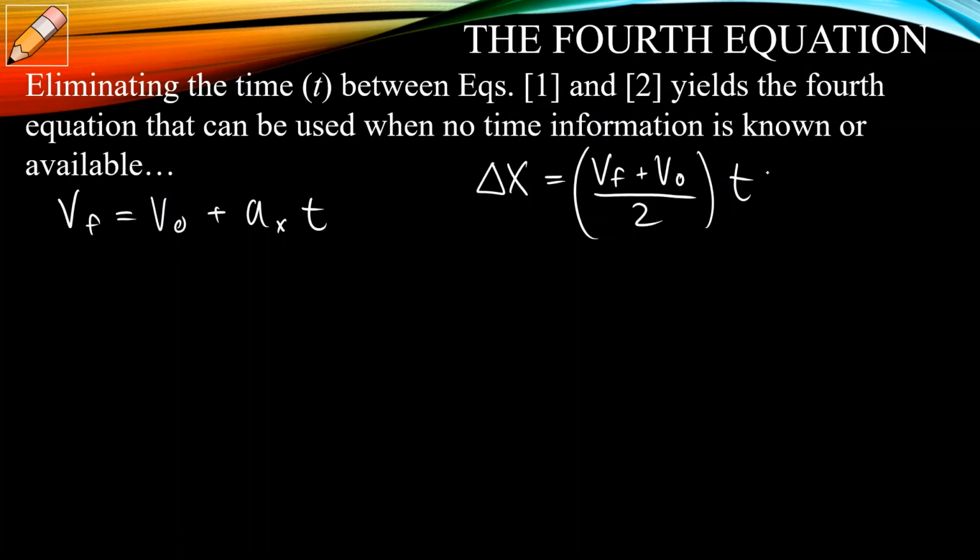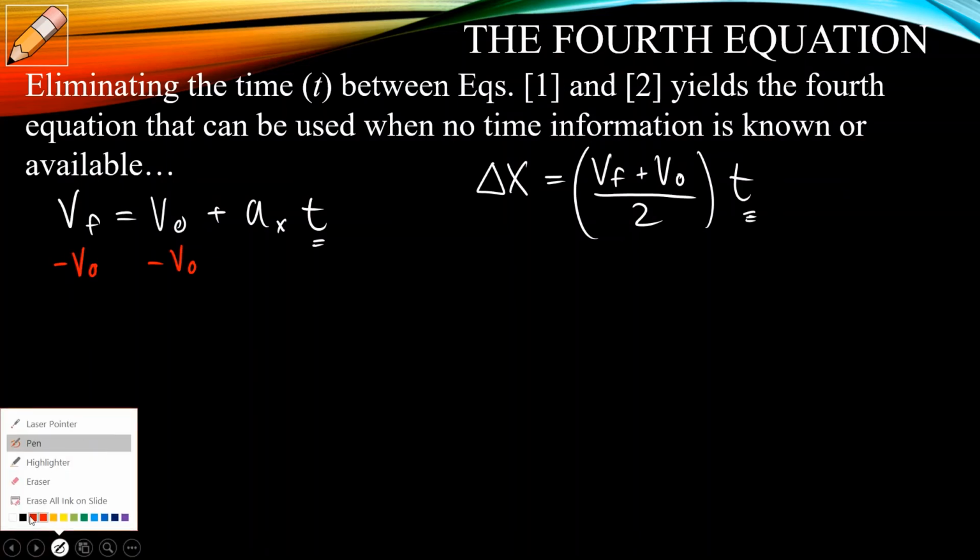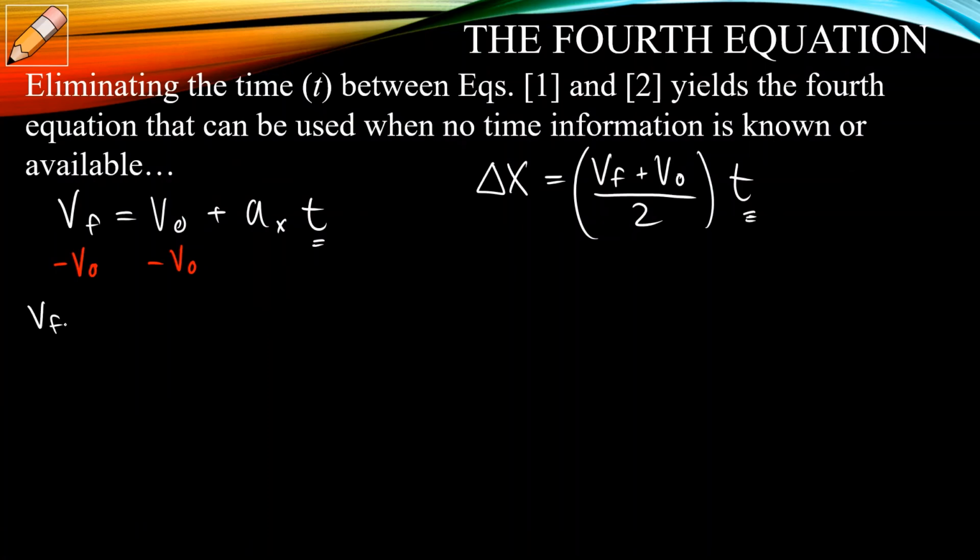And the goal here is to eliminate t. There's a t in this equation, and there's a t in this equation, and so I can eliminate that variable t by getting t by itself in this first equation, and then substituting that into the second equation. So what I want to do is get t by itself. And the way I'm going to do that first is subtract this initial velocity from both sides. So I'm going to have the final velocity minus the initial velocity equal to the acceleration times time.